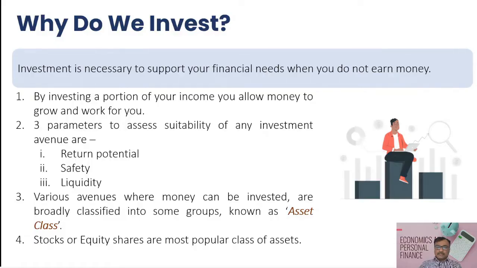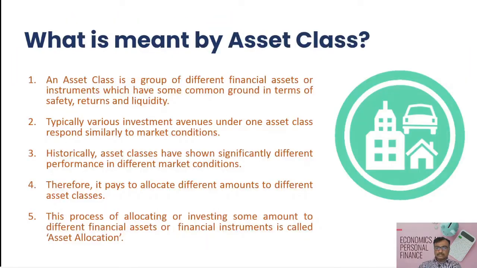Investment avenues can be broadly classified into groups as asset classes. One of the most popular asset classes is equity. So an asset class is an area of investment. Equity is an asset class, real estate is an asset class. We will see more about asset classes on the next slide. An asset class is a group of different financial investments that have some things in common, like how safe they are, how much they can earn, and how easy it is to turn them into cash. So every asset class represents the same characteristics.